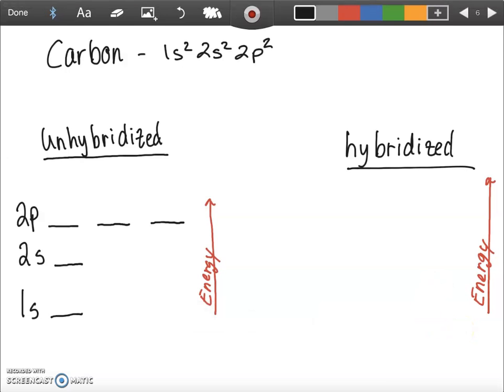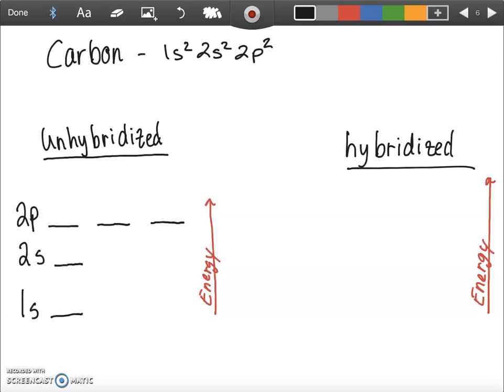Topic 2.7, VSEPR and hybridization theory. We're first going to look at the theory of hybridization and orbital hybridization and how we can use this to describe the bonds that we observe in certain molecules. Let's start with carbon here.